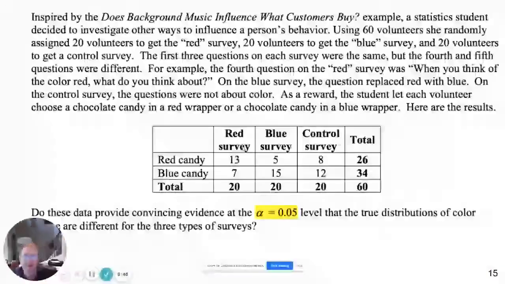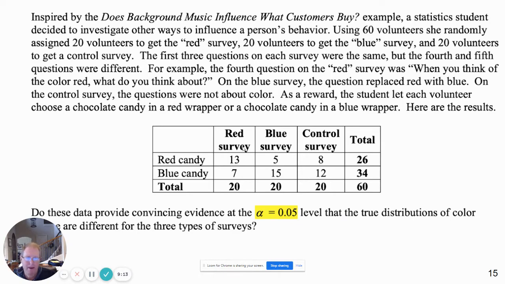The first 3 questions on each survey were the same, but the 4th and 5th questions were different. For example, the 4th question on the red survey was, when you think of the color red, what do you think about? In the blue survey, the question was the same, but they replaced red with blue. On the control survey, the questions were not about color. As a reward, the students let each volunteer choose a chocolate candy in a red wrapper or a chocolate candy in a blue wrapper. Here are the results.